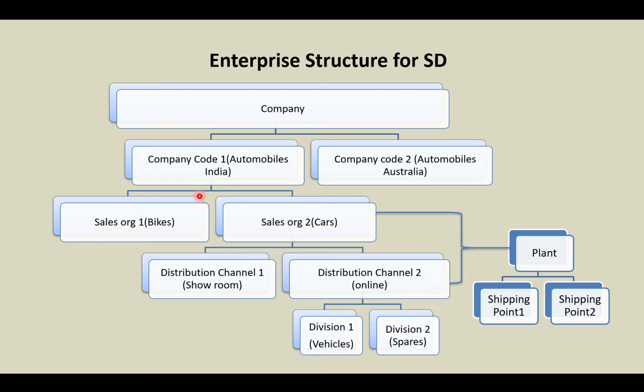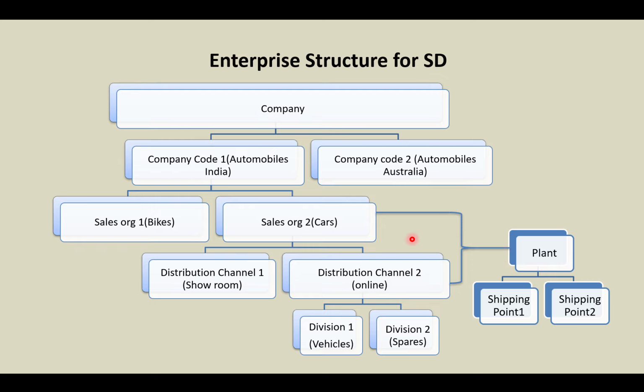In a company code I will be having two different sales organizations. One sales organization I use to sell bikes, another to sell cars. Under cars, how am I selling them? That is the distribution channel, by showroom or online. What products am I selling for the cars? Vehicles or spare parts. This is the SD part, and this different colored one is the other part. But this integration is much needed for our SD ERP assignment as well.